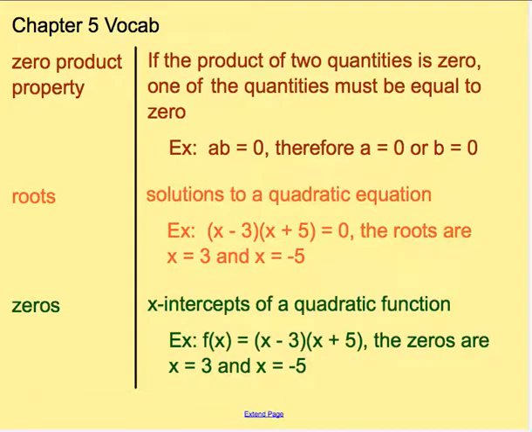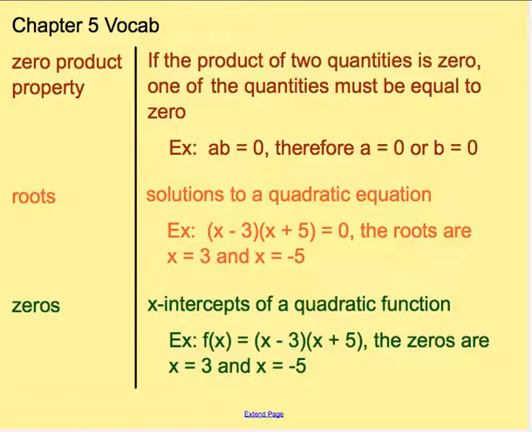We are on our last day of factoring, and we have a couple of vocab words. As a reminder, this PDF is also on my website under section 5.3C, so you don't have to write all of this down if you don't want to.